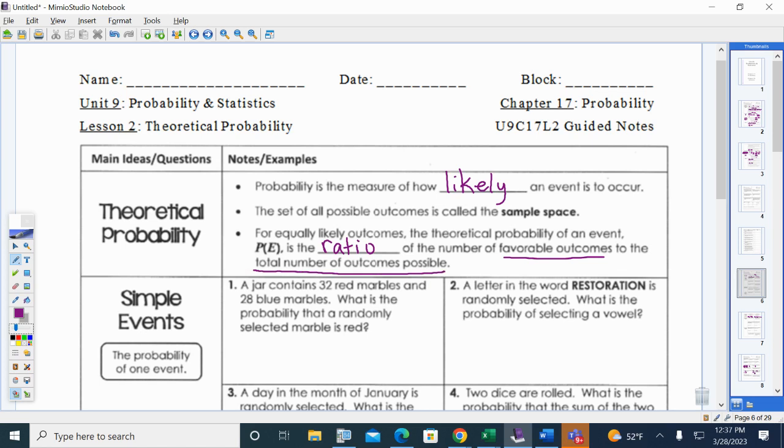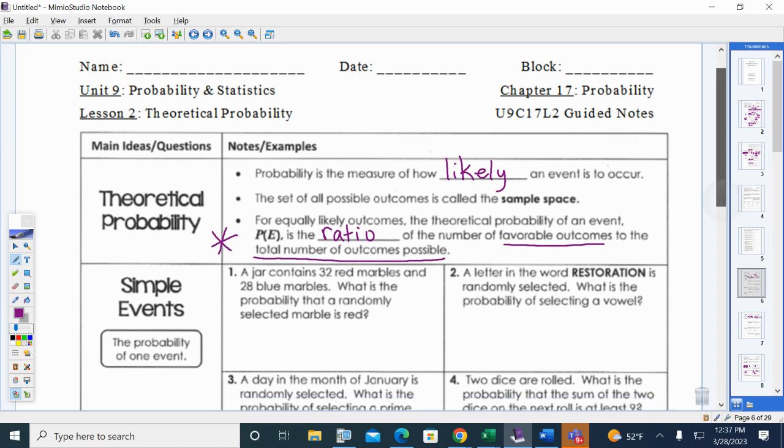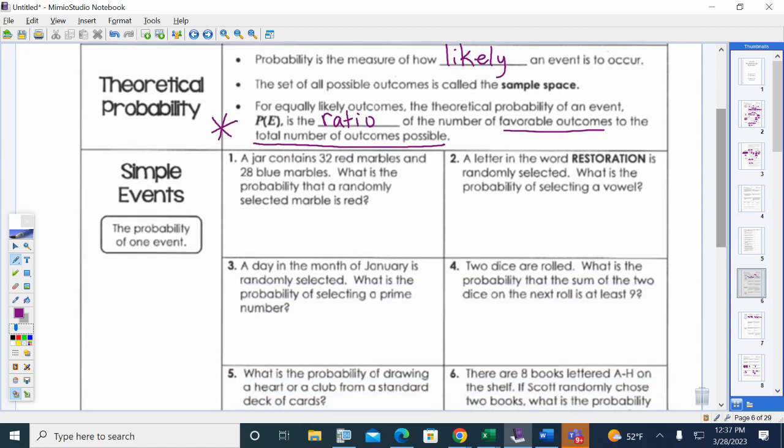So that's the part of this that you need to make sure that you know. For theoretical probability, we need the numerator to be favorable outcomes, and the denominator is the total number of possible outcomes. So let's look at some examples here in this section.